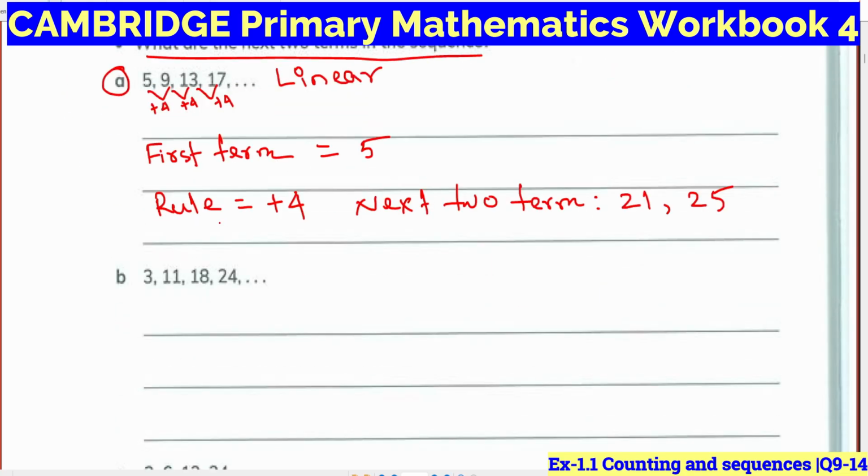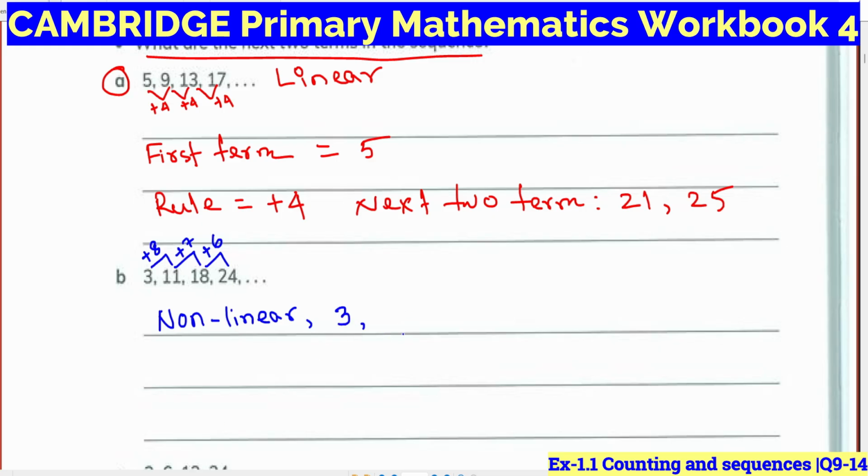Okay, next question is the same thing. 3 and 11, so adding 8, and 11, 18, so here is adding 7, and 18, 24, that means adding 6. So first, it's non-linear.